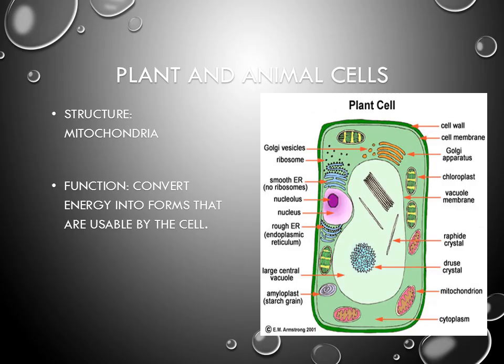Okay, both plant and animal cells have mitochondria. Mitochondria are really important in that they convert energy into forms that are usable by the cell. So mitochondria and the chloroplasts look pretty similar. The mitochondria, however, are usually a little bit bigger than the chloroplasts. So if you look on this diagram, the chloroplasts are the green and yellow oval-shaped parts, and the mitochondria are the reddish, pinkish, brownish oval parts, and they're slightly bigger than the chloroplast. They're not always bigger though.